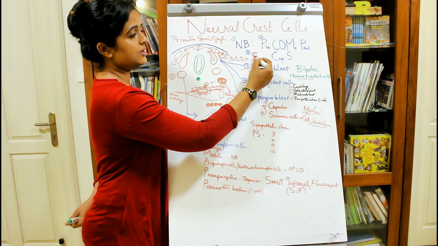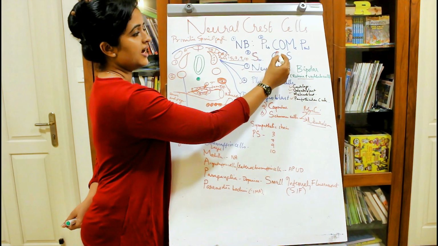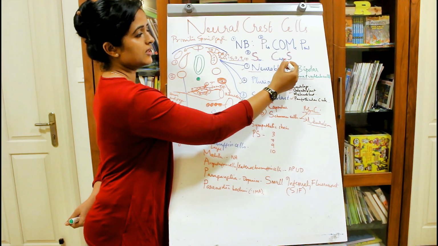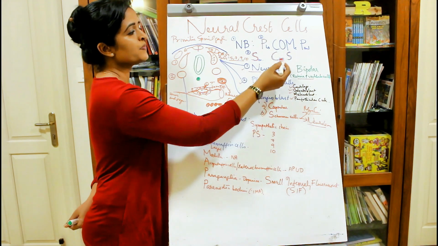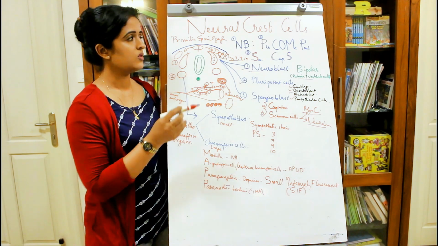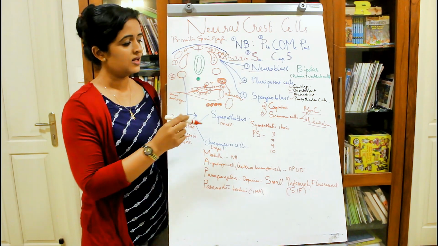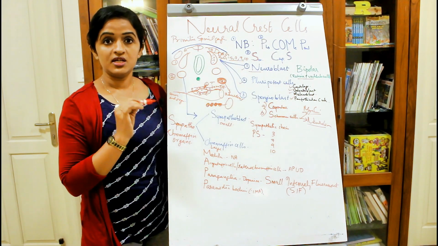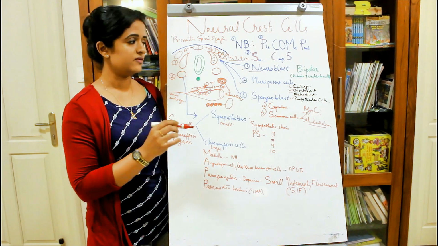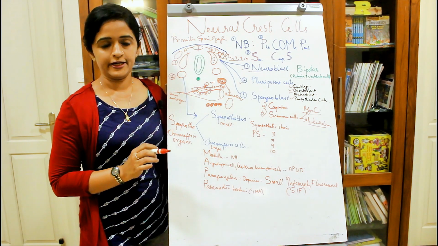So C and S stand for spongioblast, and Caps is actually the capsular cell and S is the Schwann cell. So NB, please come for C caps. That will give rise to the derivatives of the dorsal mass of the primitive spinal ganglia.